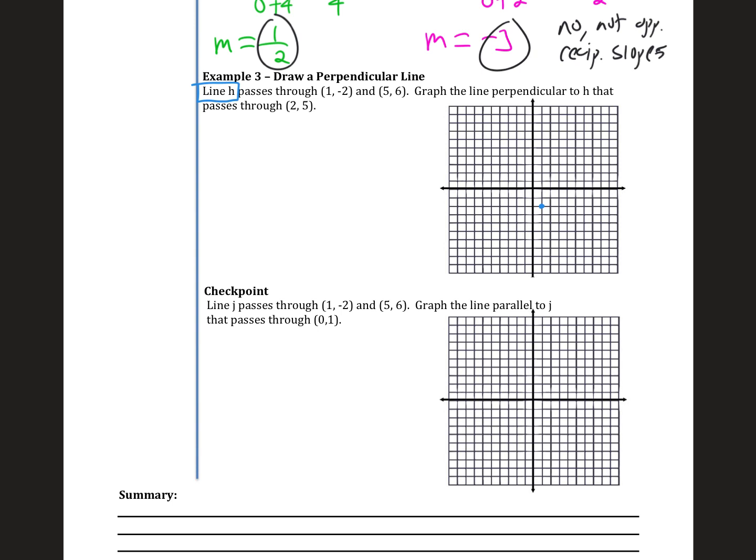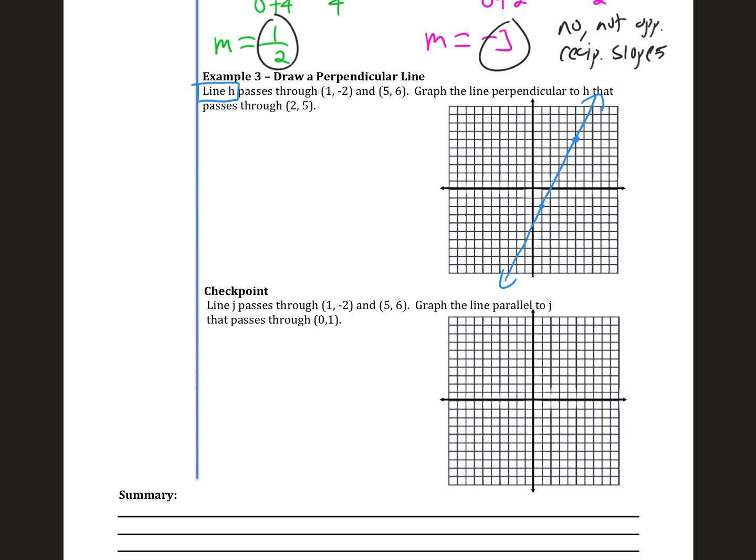And we do 5, 6. 1, 2, 3, 4, 5 to the right, and up 6. Okay, so I'm not going to be able to draw a perfect line, but I'll do the best I can. So there's the line right there, okay? All right, so now, here's what we need to do.